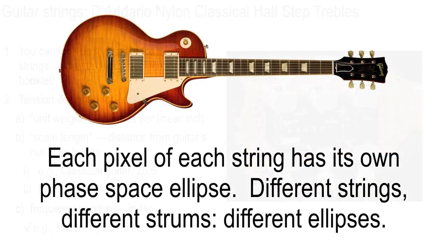Now each pixel of each string has its own phase space ellipse, because the way you model a guitar string, it's an oscillating system. It produces waves, but physically you consider every pixel to be oscillating vertically up and down at a certain frequency, and all that's controlled by the tension, the weight and the thickness of the string. So different strings and even different strumming styles will lead to different ellipses in phase space.